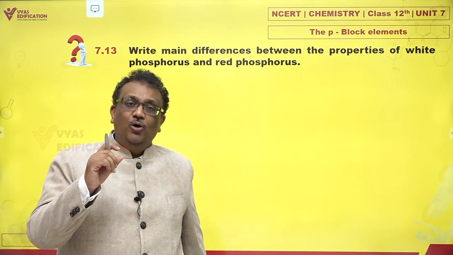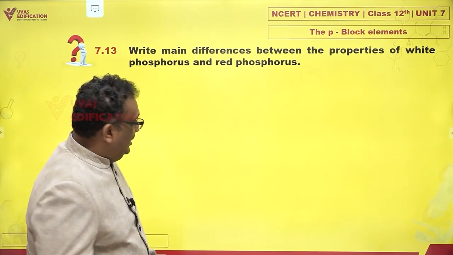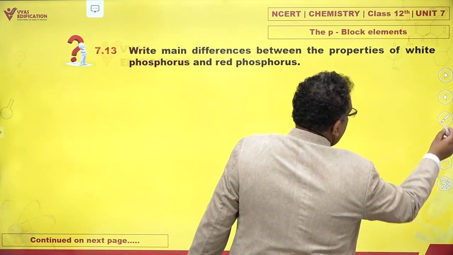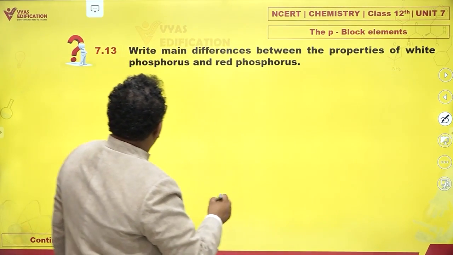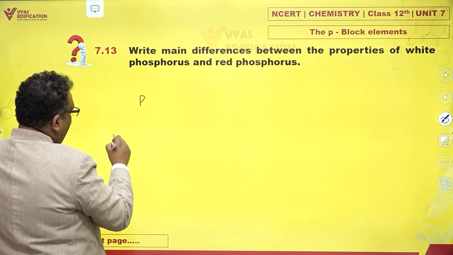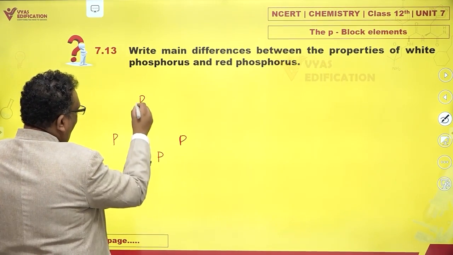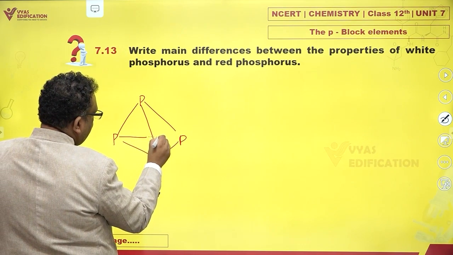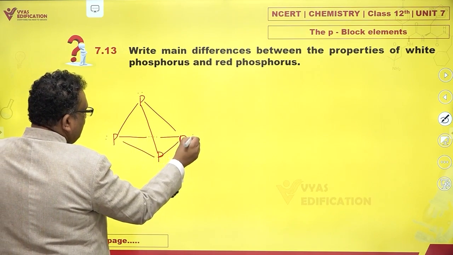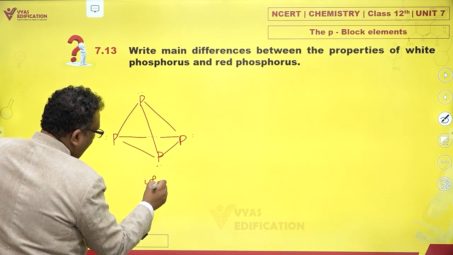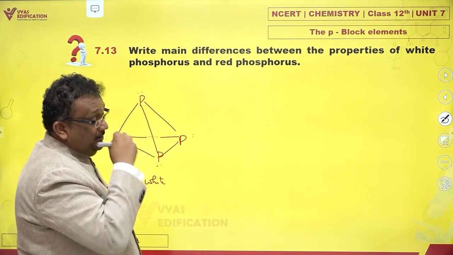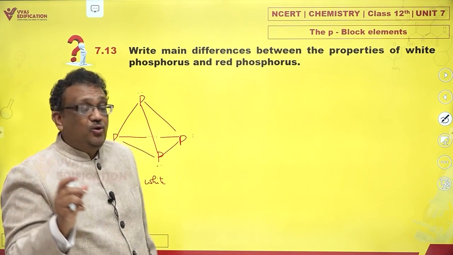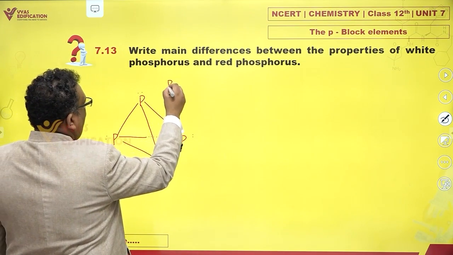White is sometimes also called yellow phosphorus. And do you know, there is a very fundamental difference in their structures. What is the difference? The difference is like this. White phosphorus exists as P4 units like this. This is the structure of white phosphorus. So white phosphorus has discrete molecules containing P4 units.